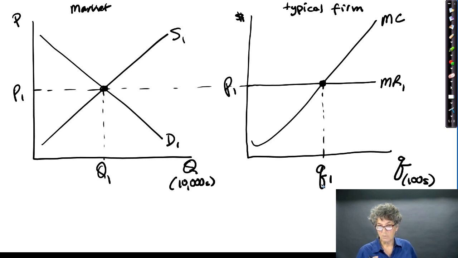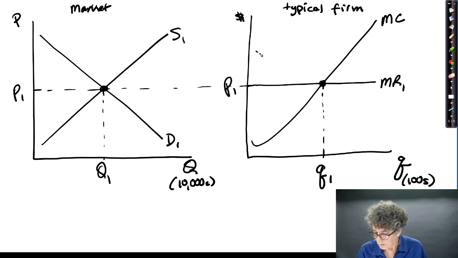I want to start with the long-run competitive equilibrium, which means I'm starting with the typical firm incurring zero economic profit. Remember that zero economic profit doesn't mean they're not making any money. It means that the amount of accounting profit that they are earning is exactly equal to the opportunity cost. They could not do any better in any other industry.